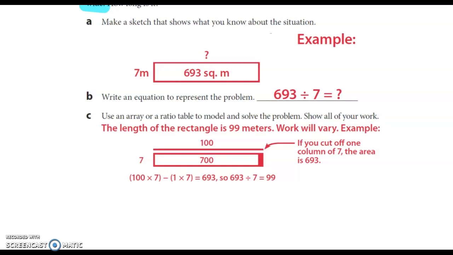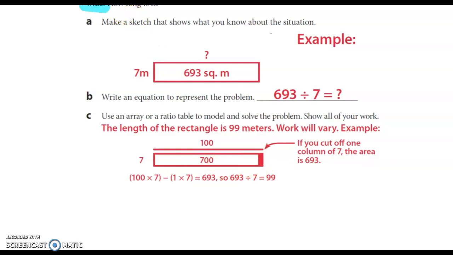So one thing you could do is called the over strategy. So basically you could say, 693 is really close to 700, and I know 7 times 100 would get me 700. And then I want to figure out if I just subtract one group of 7, take away one of those 7s off of 700, I would be left with 693.